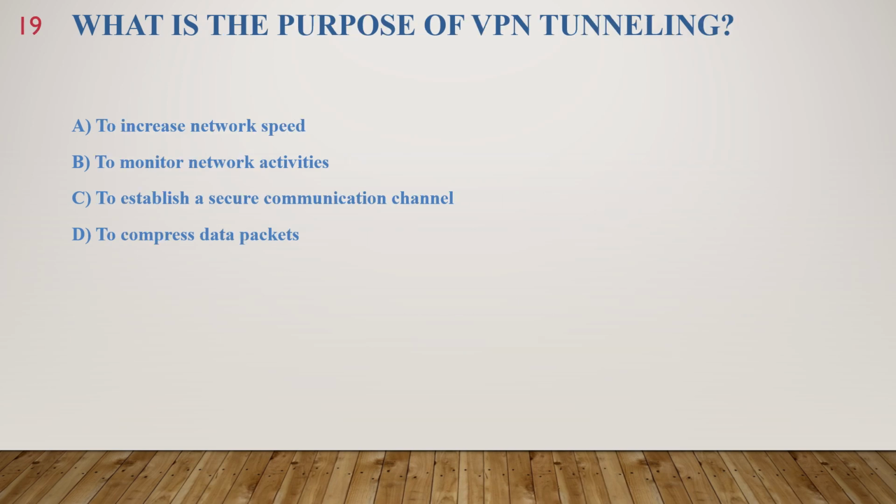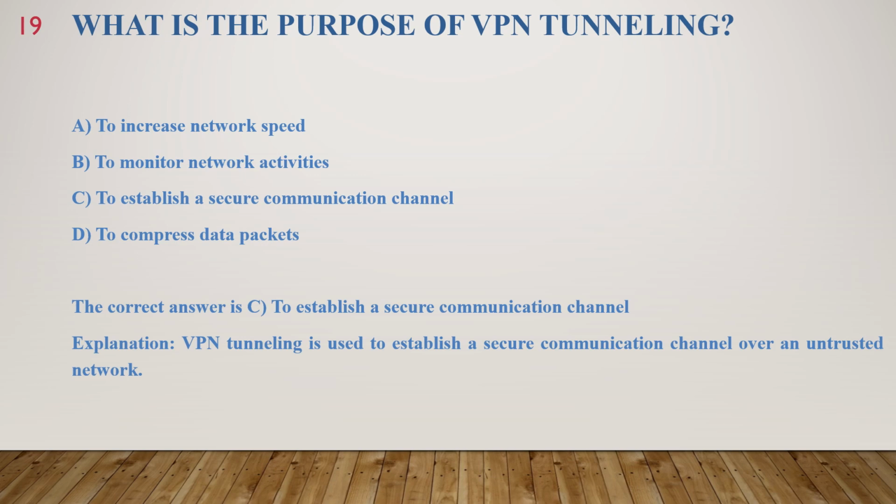Question number 19. What is the purpose of VPN tunneling? A. To increase network speed. B. To monitor network activities. C. To establish a secure communication channel. D. To compress data packets. The purpose of VPN tunneling is C. To establish a secure communication channel. Here's why the other options are not as accurate.